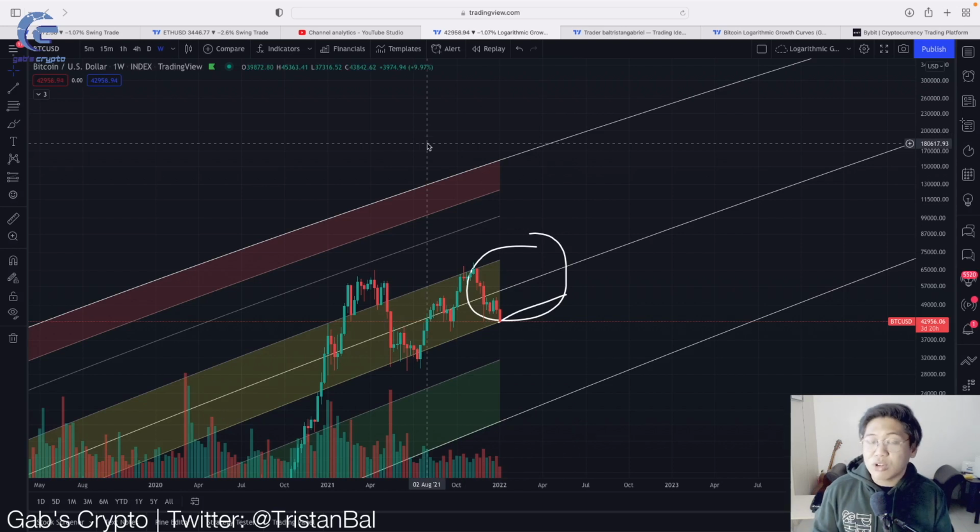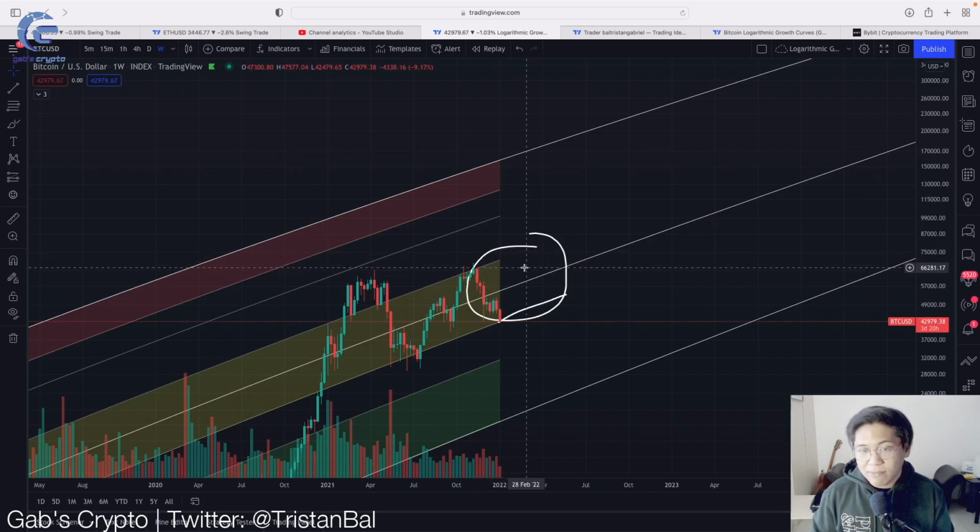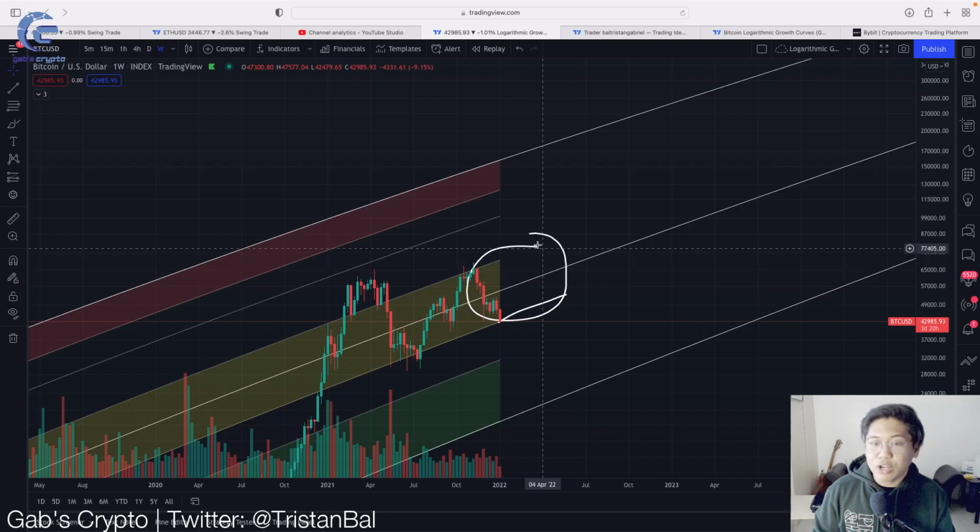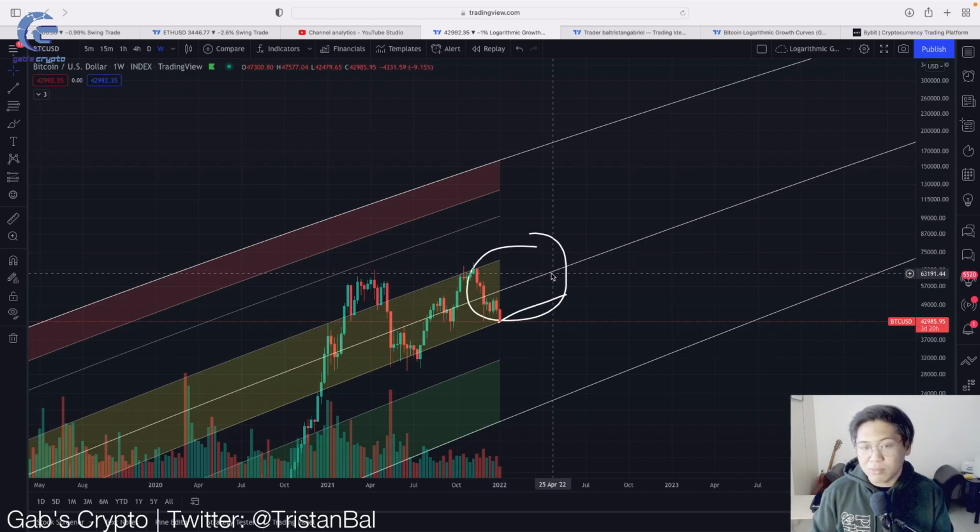So if kung ako tatanungin nyo kung ano yung ating projected market cycle top, I think it's going to be between $150,000 up until the $180,000 if we break the halfway point nitong market cycle. So, yun yung ating kailangan abangan if we are going to break this halfway point ng ating market cycle.